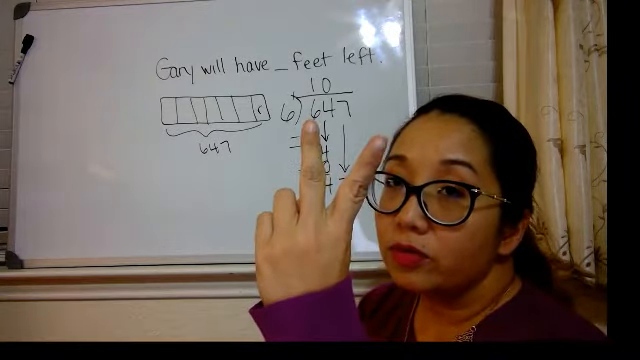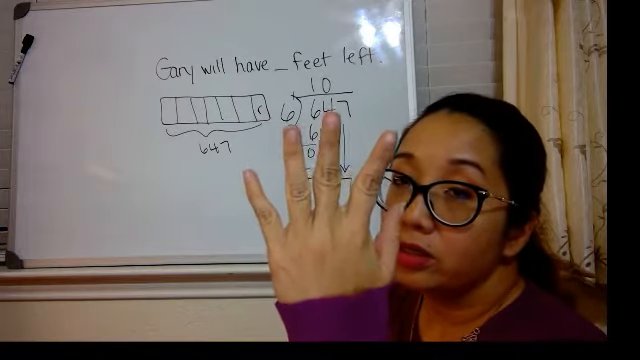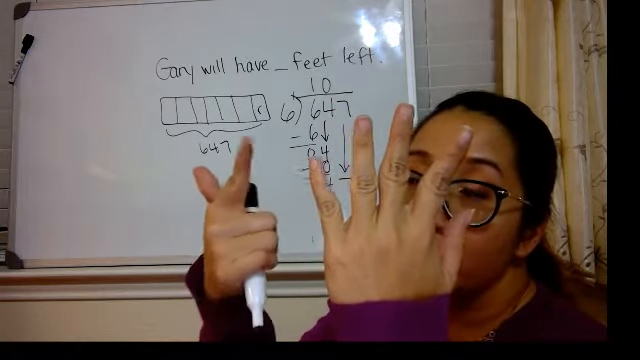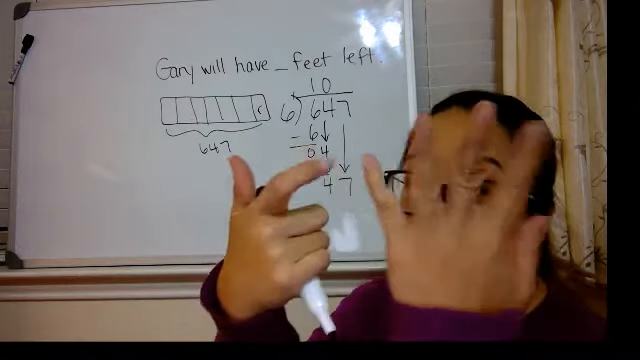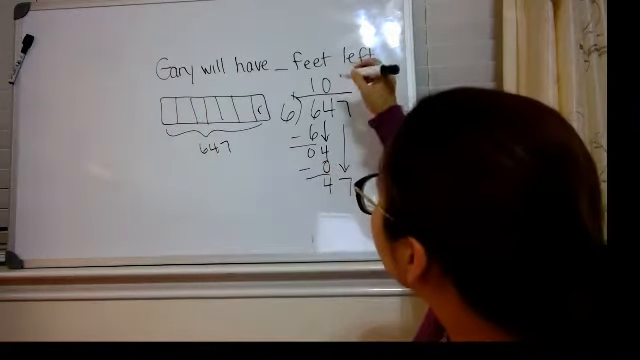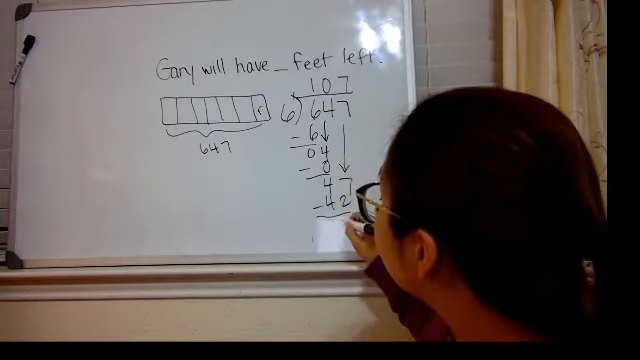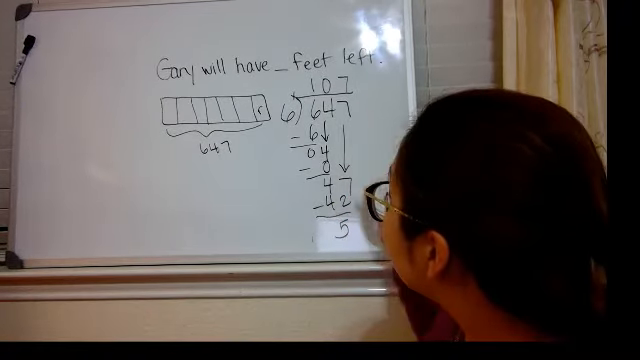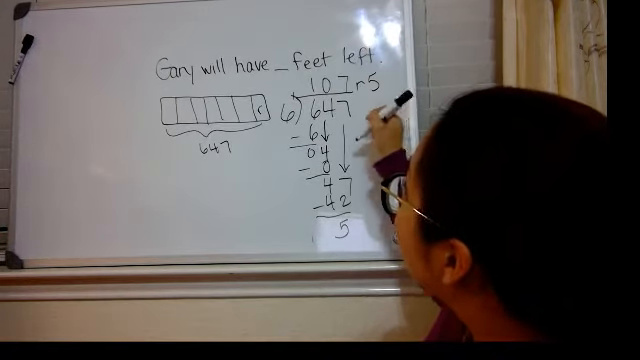6, 12, 18, 24, 30, 36, 42, 48. Oop, 48's too much. Go back to 42. It's 7. 6 times 7 is 42. Subtract. Get 5. There's nothing left to bring down. 5 is my remainder. Okay?